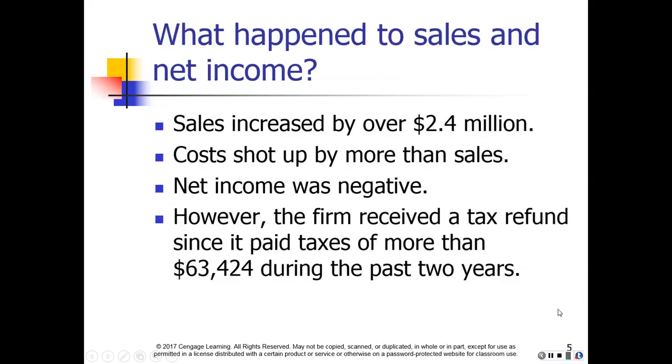So, here's what we saw from the income statement. I already talked about this a little bit, right? Sales increased by over 2.5 million. Costs shot up more than sales. Net income was negative, so the firm received a tax refund since it paid more taxes than that amount during the past 2 years.